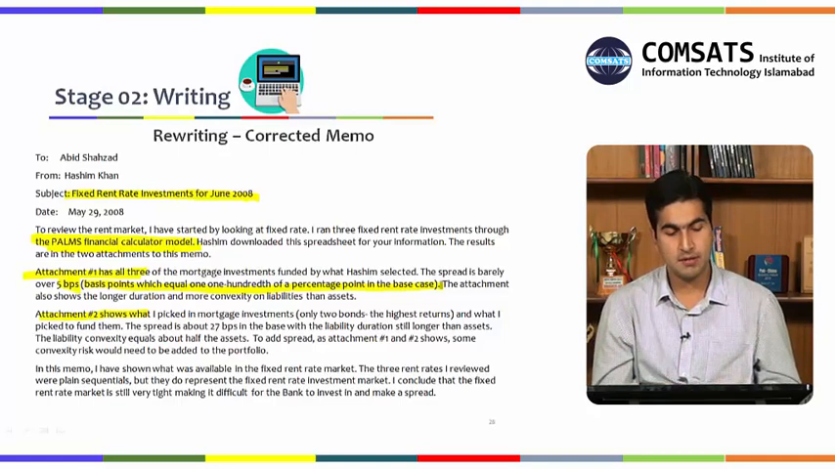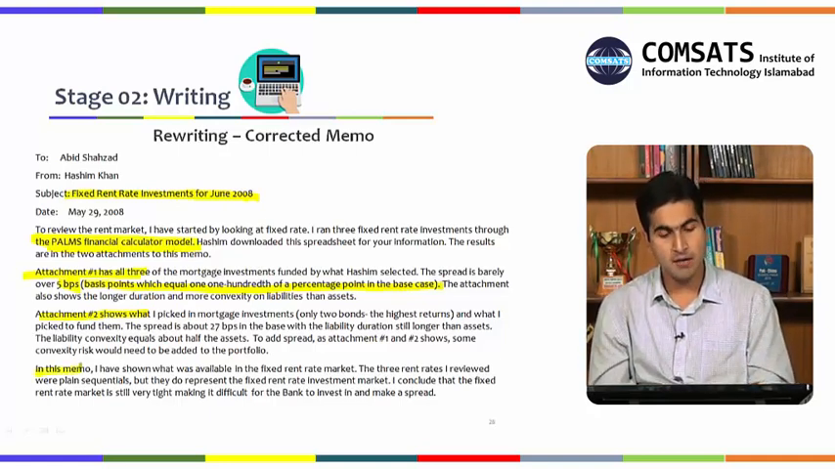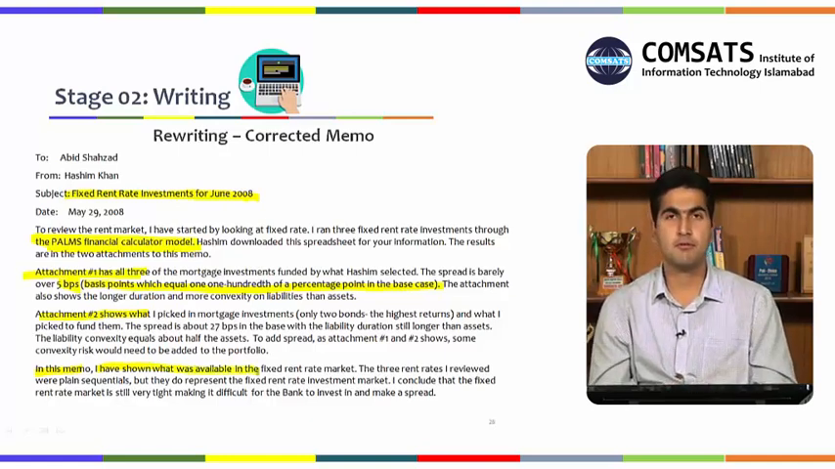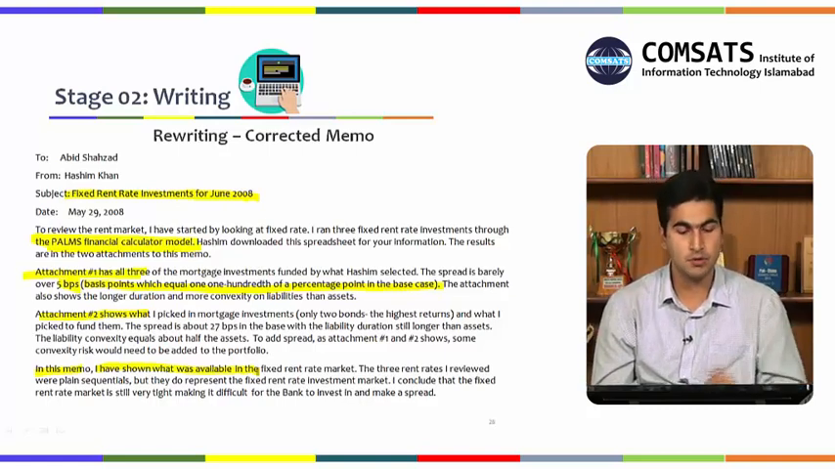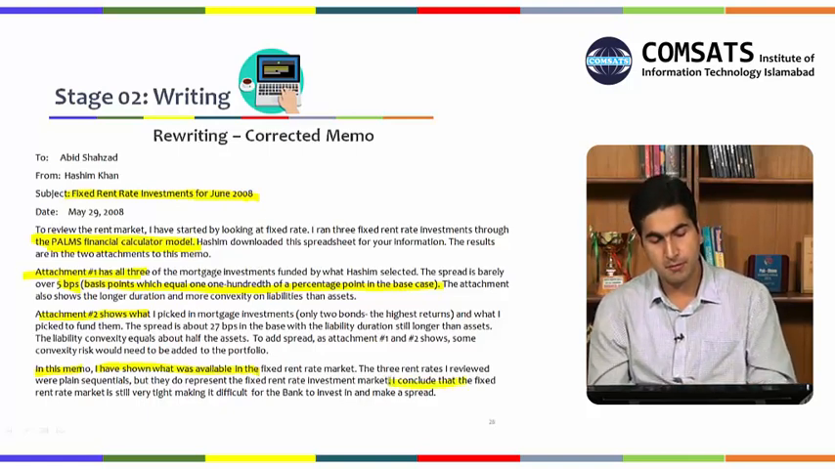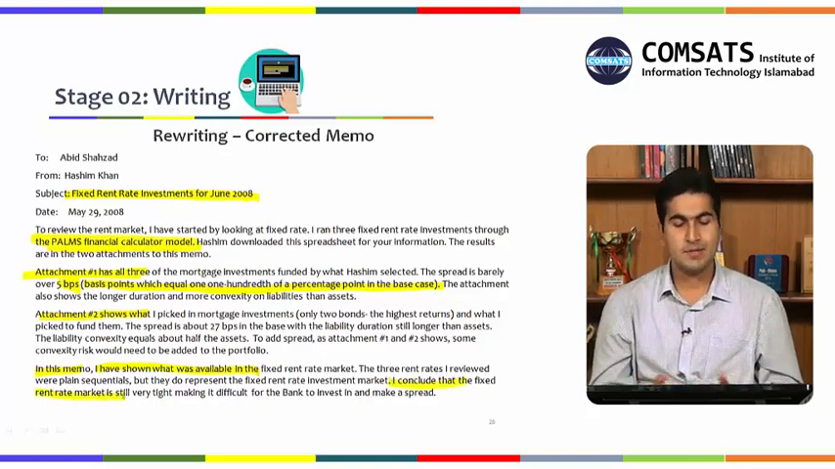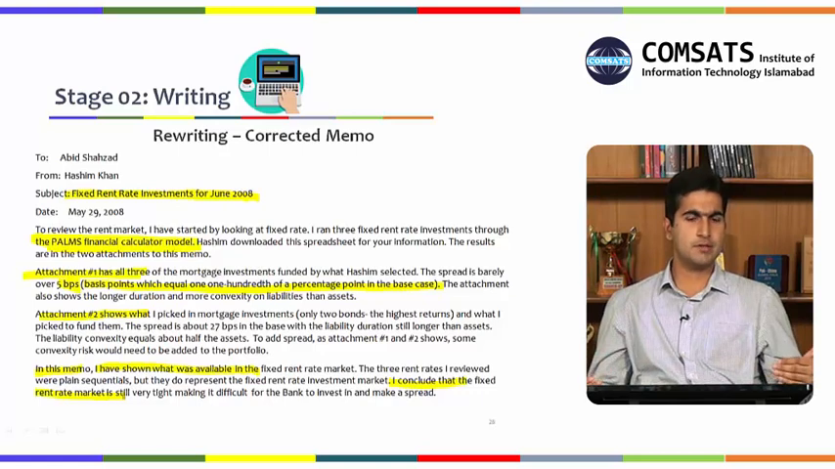And once this has been cleared, coming to the bottom, in this memo, I have shown what was available in the fixed rent rate market. So you are the person who is actually doing it rather than your intent being more important. So you conclude that the fixed rent rate market is very tight, making it difficult for the bank to invest in and make a spread. Things are more clear, don't you think?